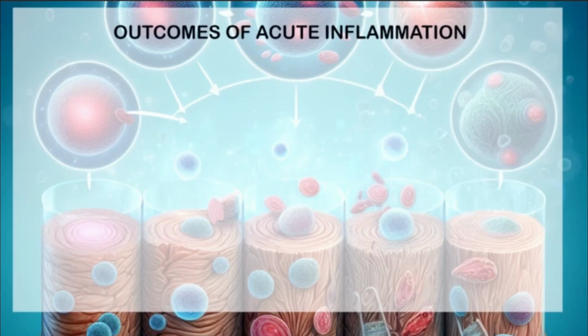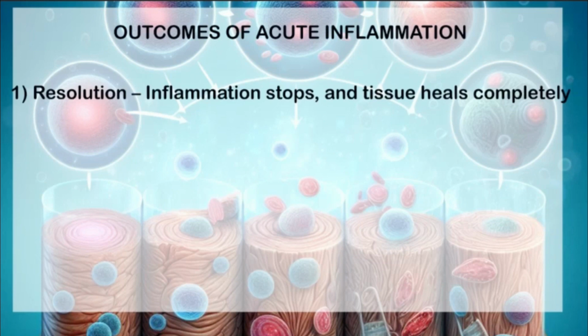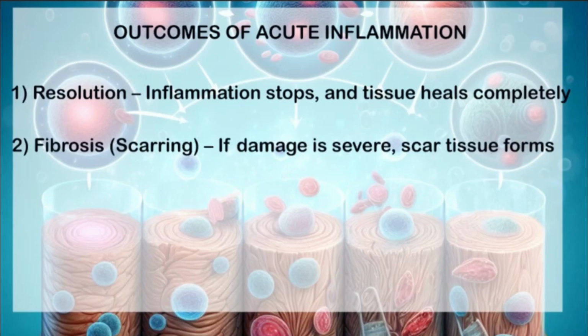Then what are the outcomes of acute inflammation? The first outcome of acute inflammation is resolution, right? This is where inflammation stops and tissue repairs itself and heals completely. Then secondly, we have fibrosis, which is scarring. Here, if damage is severe, scar tissue is formed.